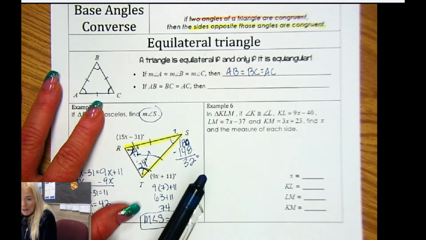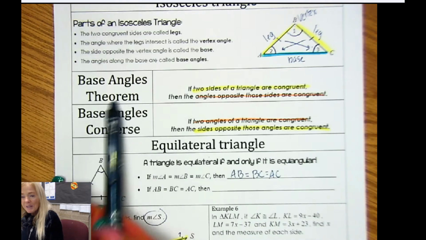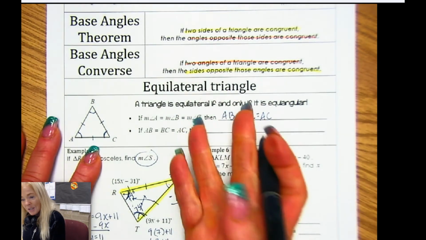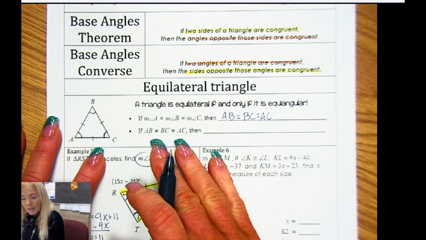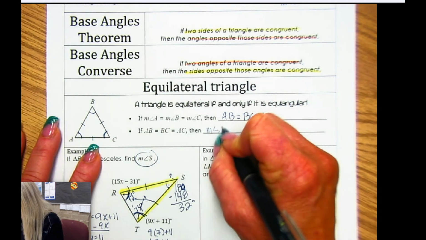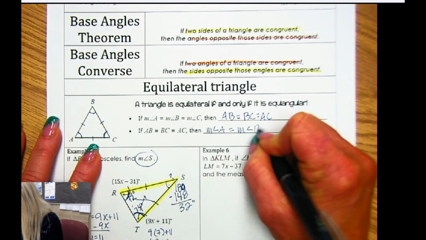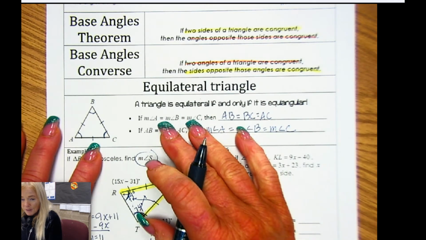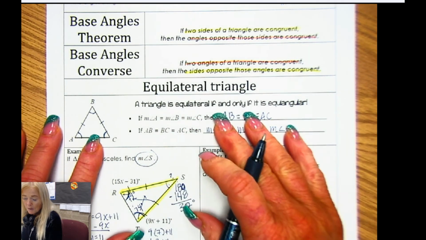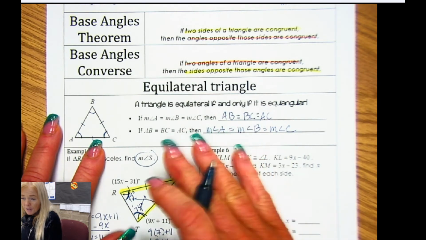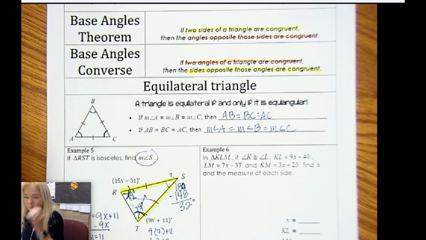All right, and then we have a converse again, just like we did with the isosceles triangle. We have a converse, and that is we switch the sides with the angles. If all three sides are congruent, then all three angles are congruent is the converse. So the measure of angle A is equal to the measure of angle B is equal to the measure of angle C. So if all three angles are congruent, then of course the sides opposite them will all be congruent. And if the sides of a triangle are all congruent, all three sides, then all three angles will be congruent. And that's the definition of an equilateral triangle.